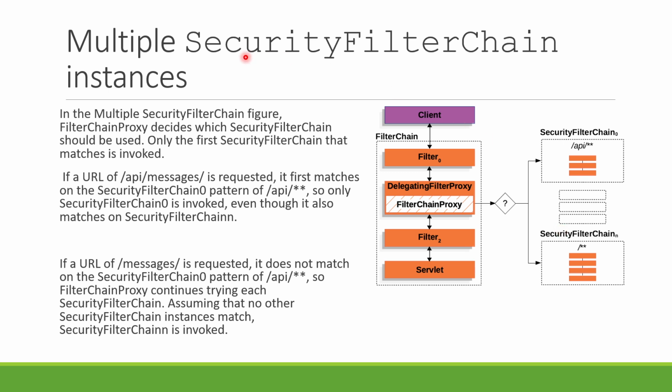Spring Security filter chain can have multiple instances. In the multiple security filter chain figure, which is this one, FilterChainProxy decides which security filter chain should be used. Only the first security filter chain that is matched is going to be invoked. So here we have two configurations. One is /api, and for this security filter chain, it has 1, 2, 3 filters. And we have another one with an asterisk, which means every request.